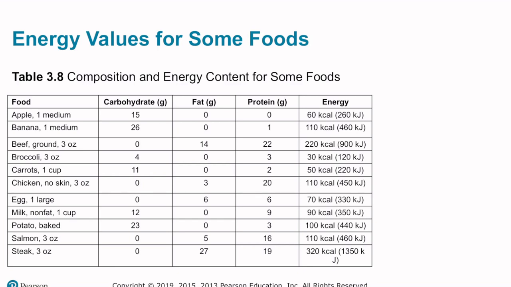A baked potato contains about 23 grams of carbohydrates, no fat, and 3 grams of protein, for a total of 100 kcals. A 3-ounce steak contains no carbohydrates, 27 grams of fat, and 19 grams of protein, for a total of 320 kcals.